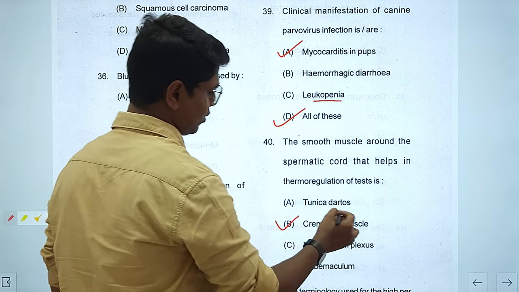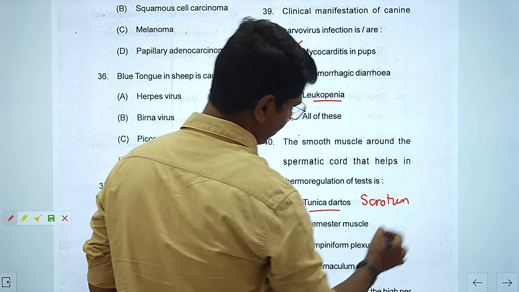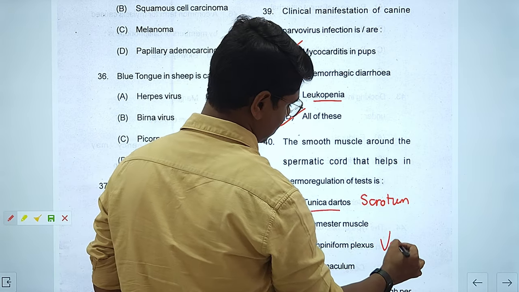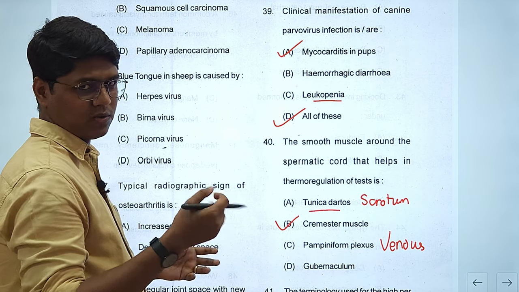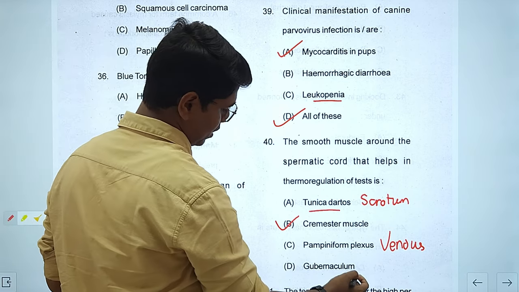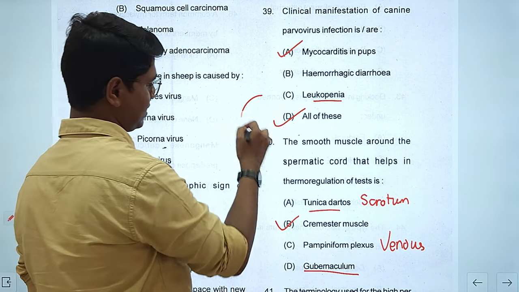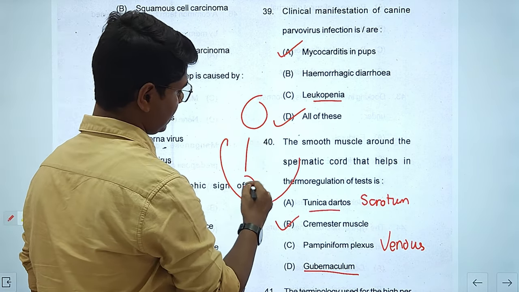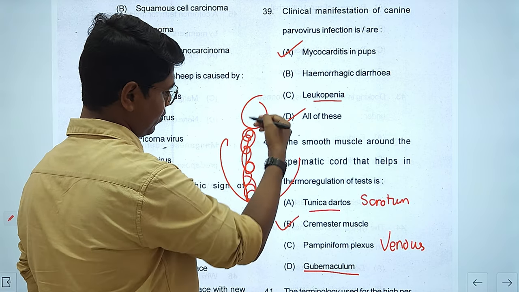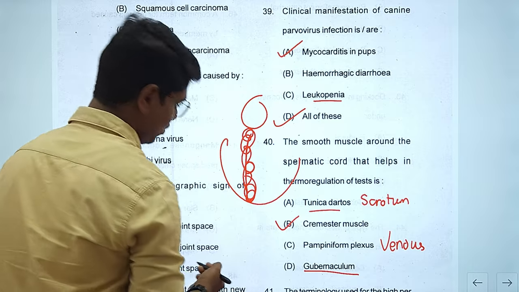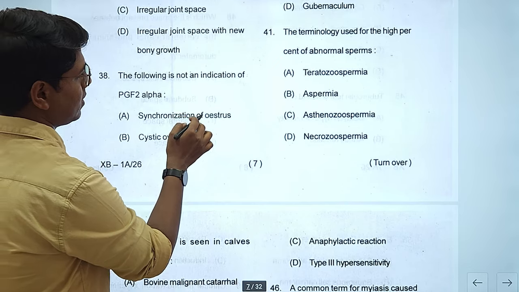Cremaster muscle. Tunica dartos you will find in the scrotum. Pampiniform plexus is basically a venous plexus, which reduces the temperature of the blood supplying the testis by 1 to 2 degrees. Gubernaculum is found in embryonic stages. It attaches the testes to the scrotum and helps in descent of the testes from the abdomen to the scrotum. That is gubernaculum. It is vestigial in adult animals.